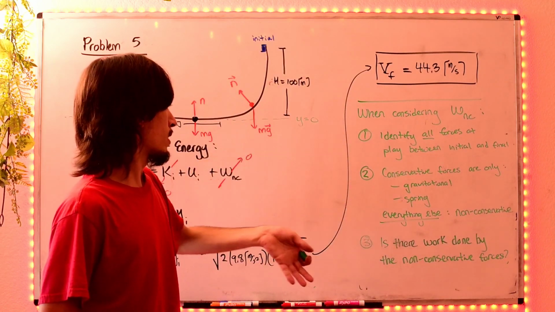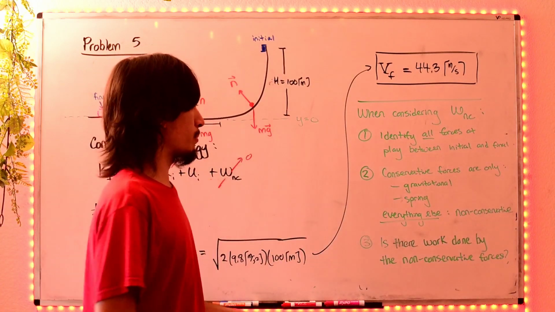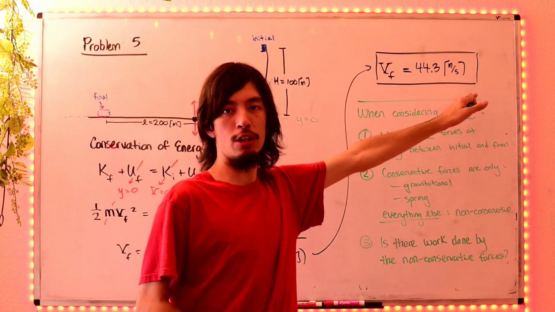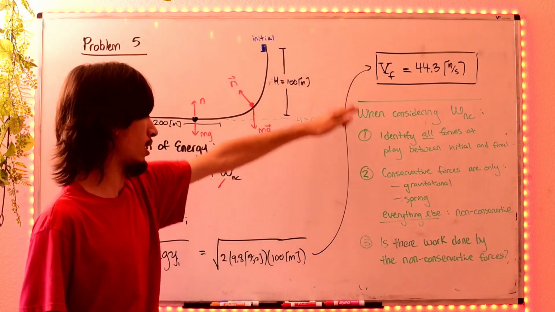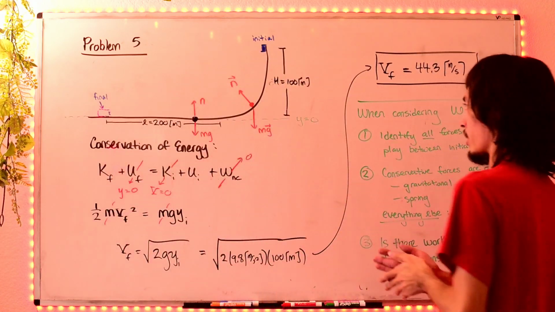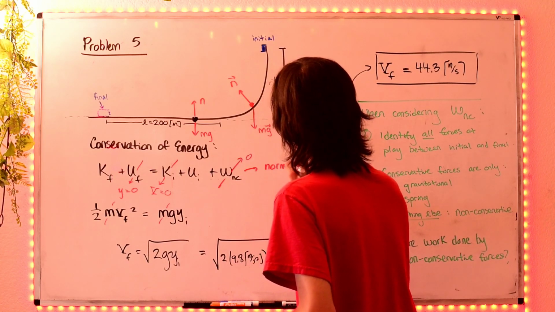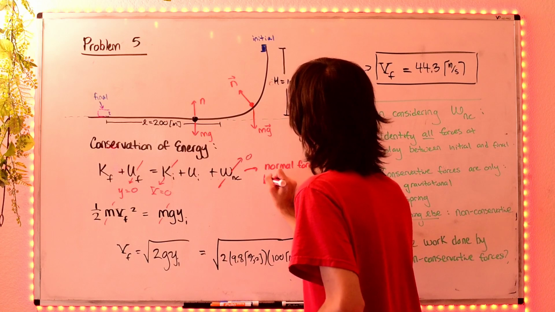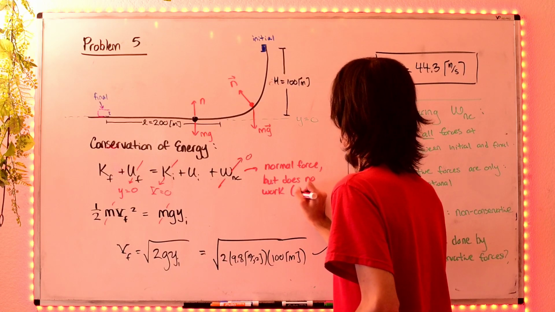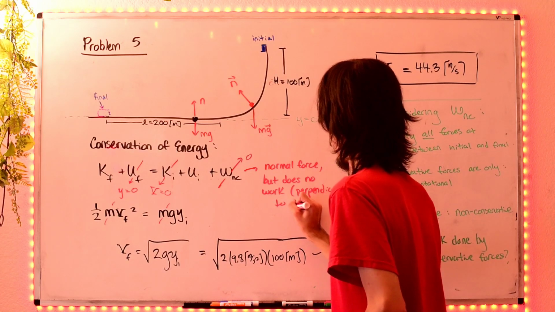You don't have to cram a lot of stuff into your head, but if you want the precise way of determining why it's either 0 or it's not 0 in a particular problem, this is the precise way of arriving at that conclusion properly. So that's why in this case we're going to say work non-conservative is 0. So, normal force, but does no work. Perpendicular to motion.